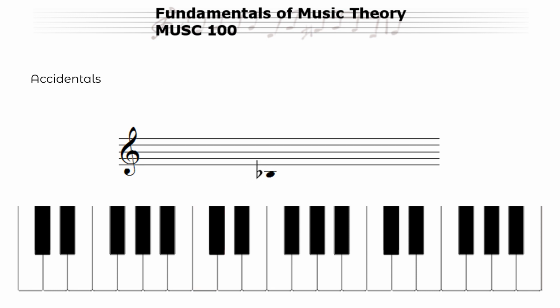To play a B flat, start by finding the correct piano key for B natural. That's this key. A flat lowers the pitch of a note by a half step, so to play B flat, you need to use the black key directly to the left of the key for B natural.